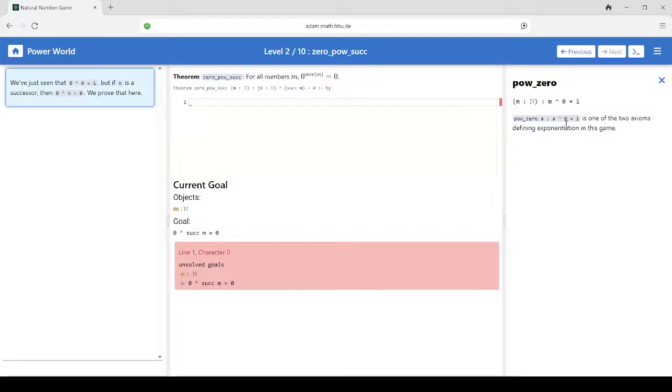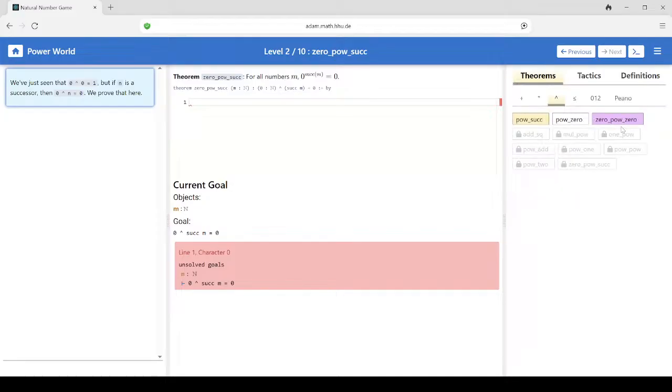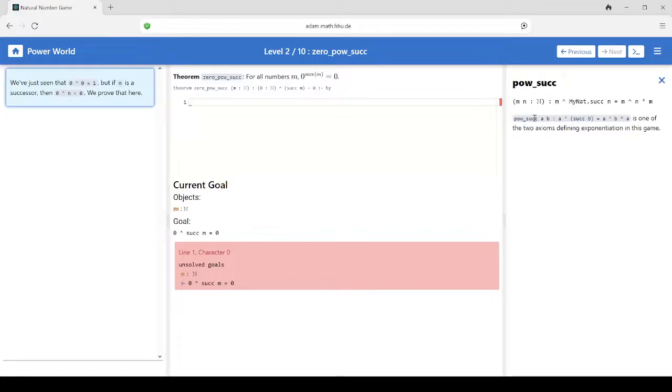Okay, we have anything to the power of 0 equals 1. We have this, that 0 to the 0 power equals 1. And we have that.